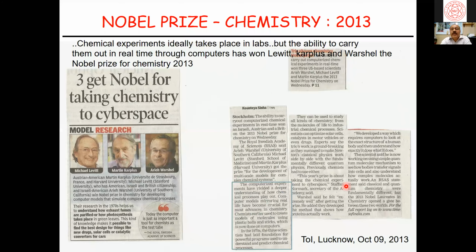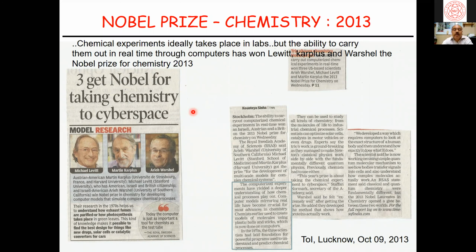Now, not long back in 2013, if you remember, the Nobel Prize for Chemistry was awarded to these three gentlemen: Michael Levitt, Martin Karplus, and Ariel Warshel. They say that chemical experiments ideally take place in labs, but the ability to carry them out in real time through computers won these three gentlemen this Nobel Prize for taking chemistry to cyberspace. So, what does that mean?